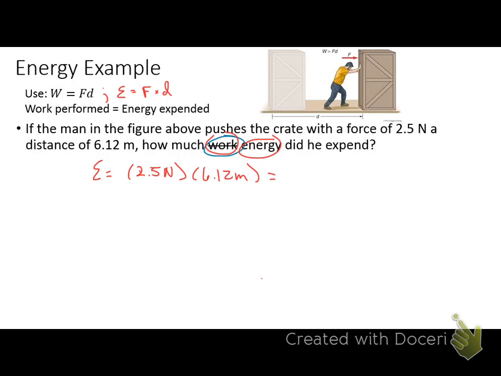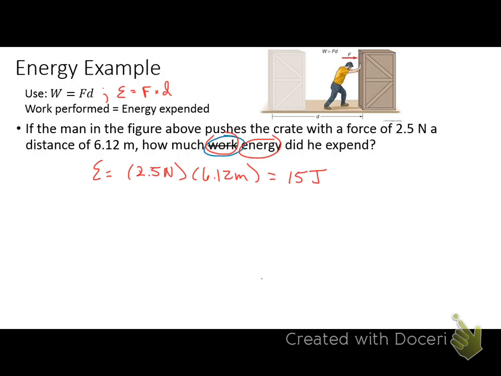A newton meter is a joule. We're going to give it two digits. So that's why last time we had 15. Does that look right? 15, and the units will be joules.